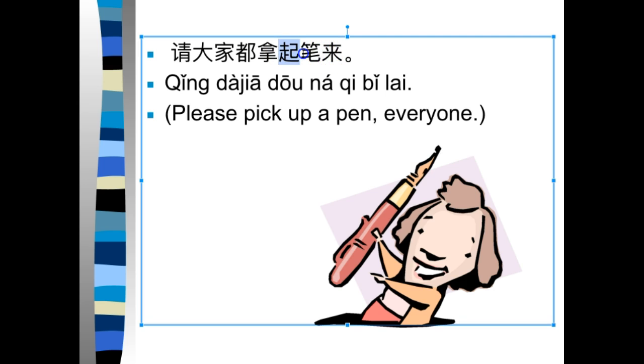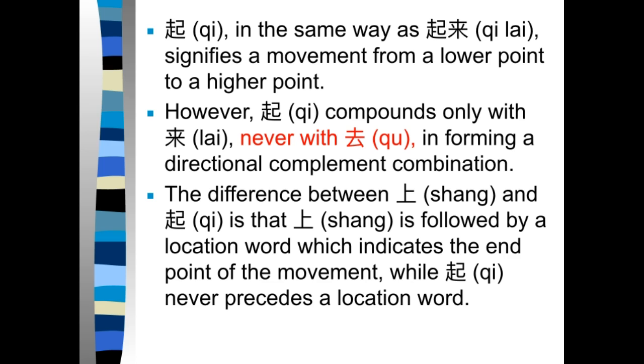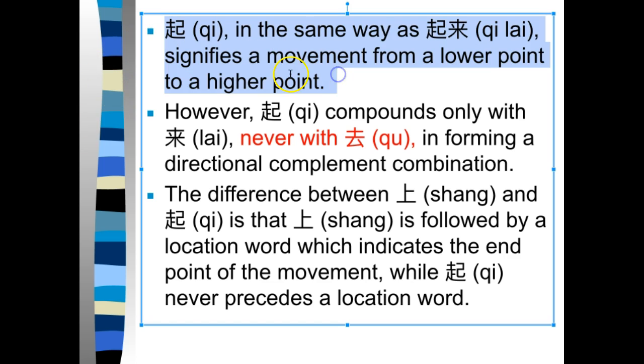Now, this qi is a little bit complex. It's not as straightforward as some other direction complements. Remember, qi means to rise up, so to go from a low place to a high place. So here you're literally picking up a pen, qi lai. Qi lai is kind of a phrase. Qi lai signifies a movement from a lower point to a higher point.